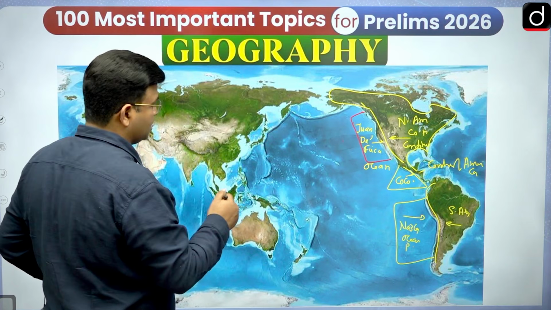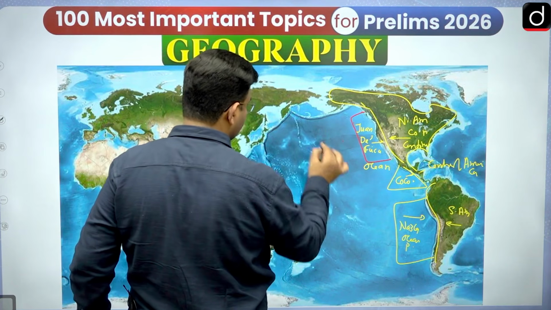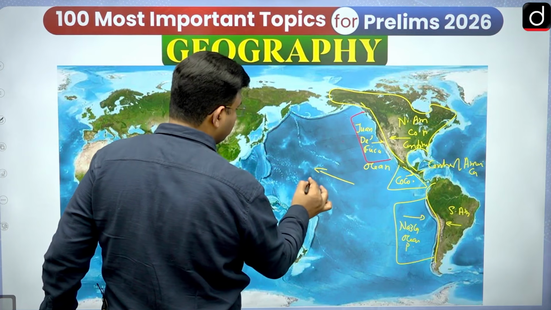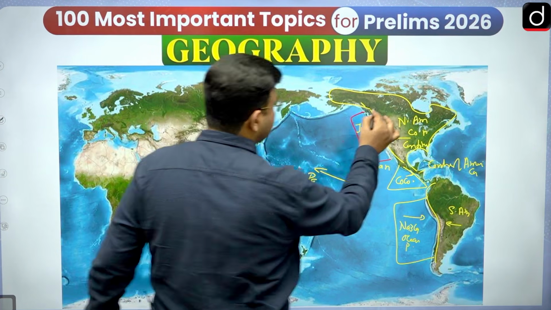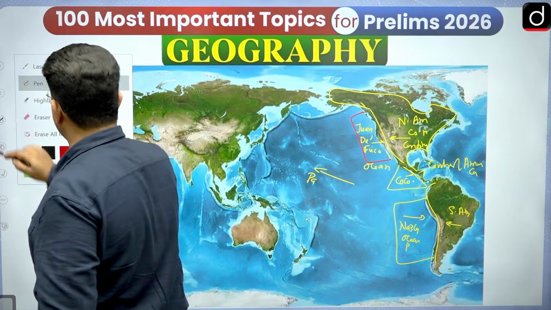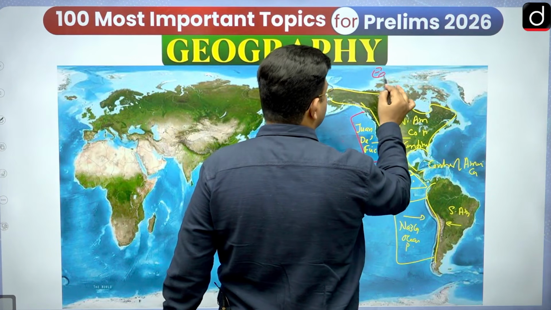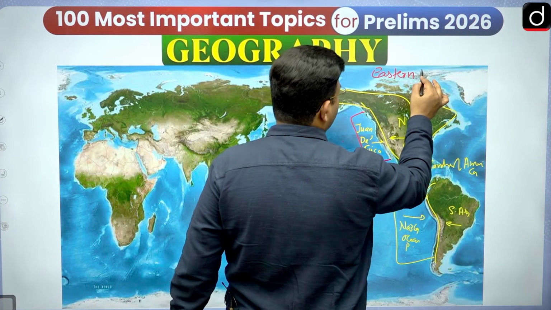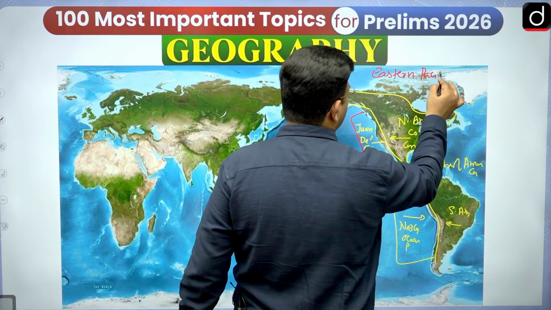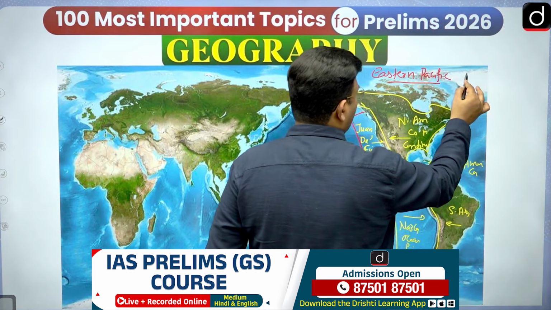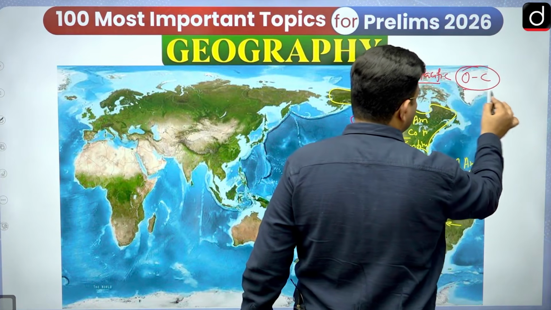What I am talking about here is the Eastern Pacific. What is happening on the Eastern Pacific? On the Eastern Pacific, ocean-continental convergence is going on.